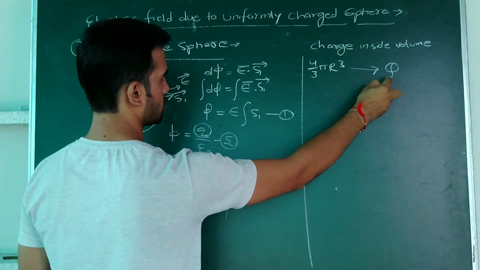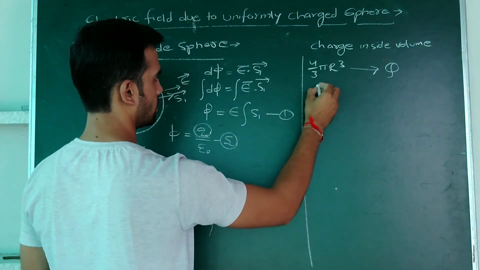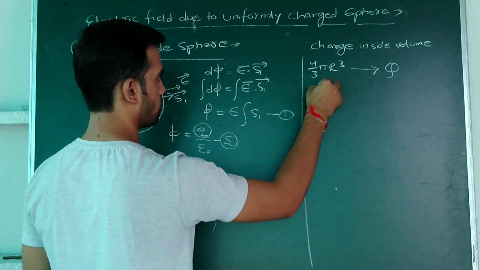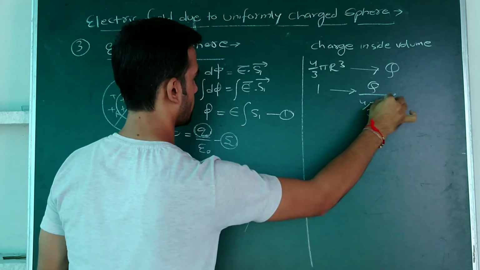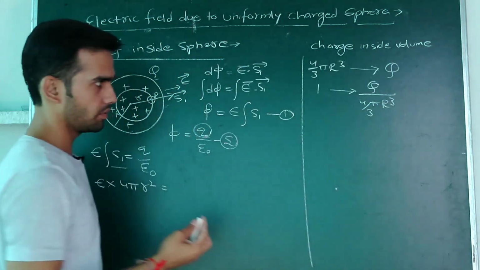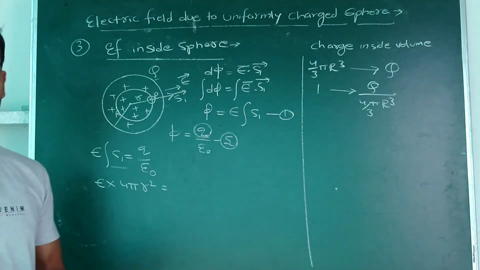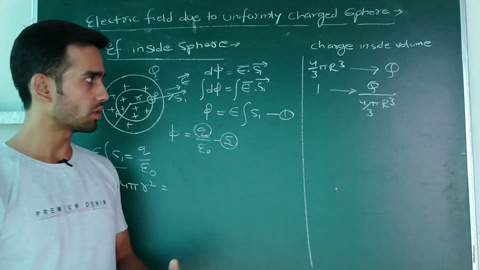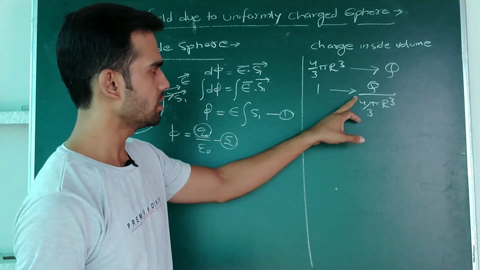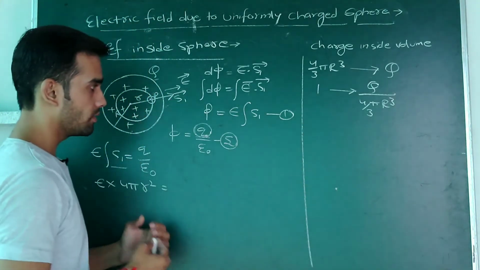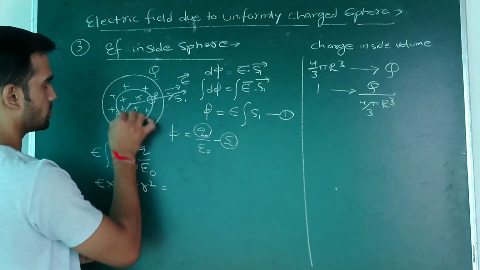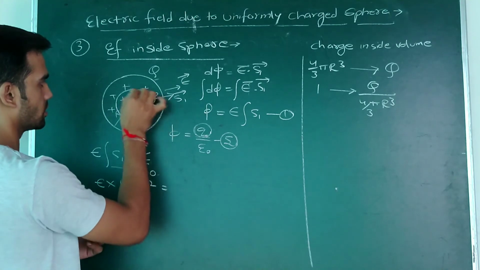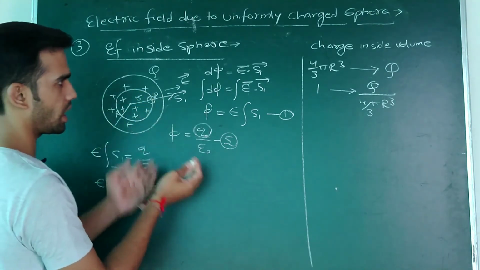if the charge Q is present in this volume, then the charge present in volume 1 becomes Q upon 4 by 3 pi capital R cube. This is the value of charge present in unit volume. Okay, this is the charge present in unit volume, and here we want to calculate the charge present inside the Gaussian surface, inside this Gaussian volume of small r radius.